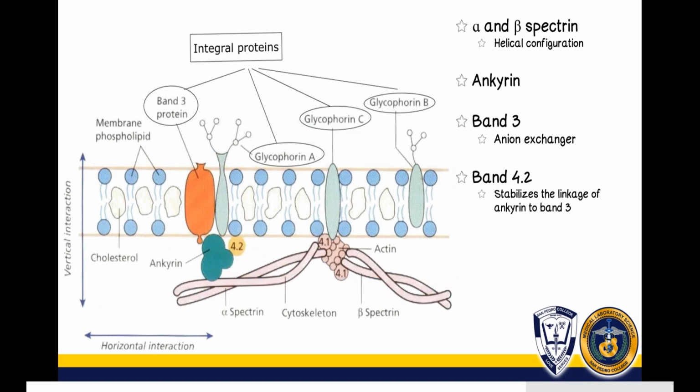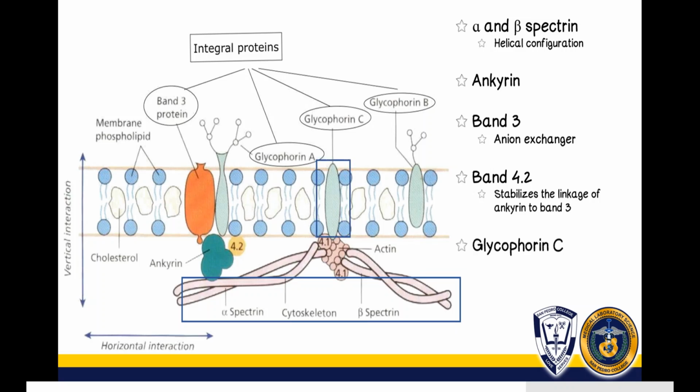Now, aside from this interaction, alpha and beta spectrin also interact with glycophorin C. This interaction is mediated by band 4.1. The presence of band 4.1 here also stabilizes the interaction of spectrin and actin. Now, I want to emphasize glycophorin C. What is glycophorin C and what is the importance of glycophorin C? Glycophorin C is a transmembrane protein. It acts as a channel for sialic acid to pass through.